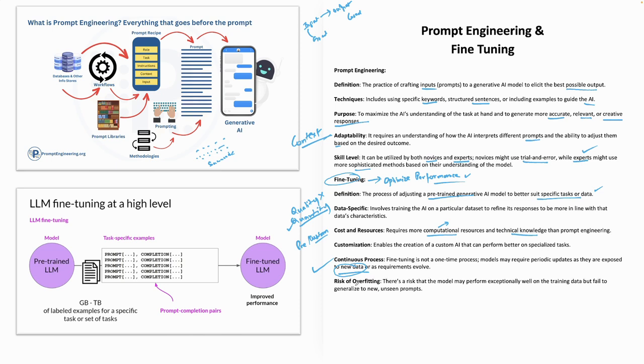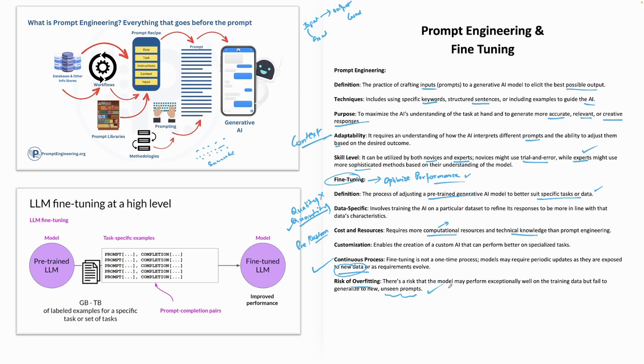And yes, we studied about overfitting. Overfitting is nothing but where we say that the model performs well with the training data, but as soon as some new data is given, then it fails to give the right results. So with fine tuning, there is a risk that the model may perform exceptionally well on training data, but fail to generalize on the new set of data or unseen prompts, right? So that's why I'm saying prompt engineering and fine tuning go hand in hand.